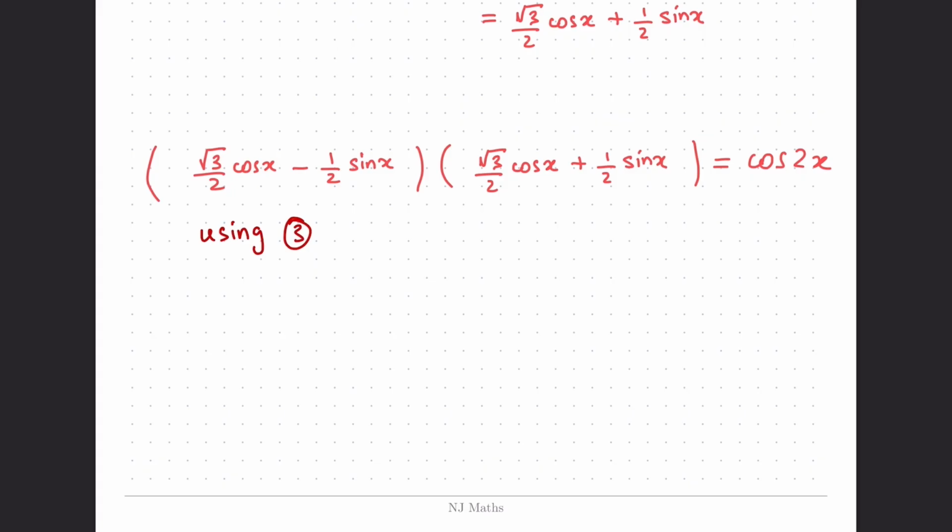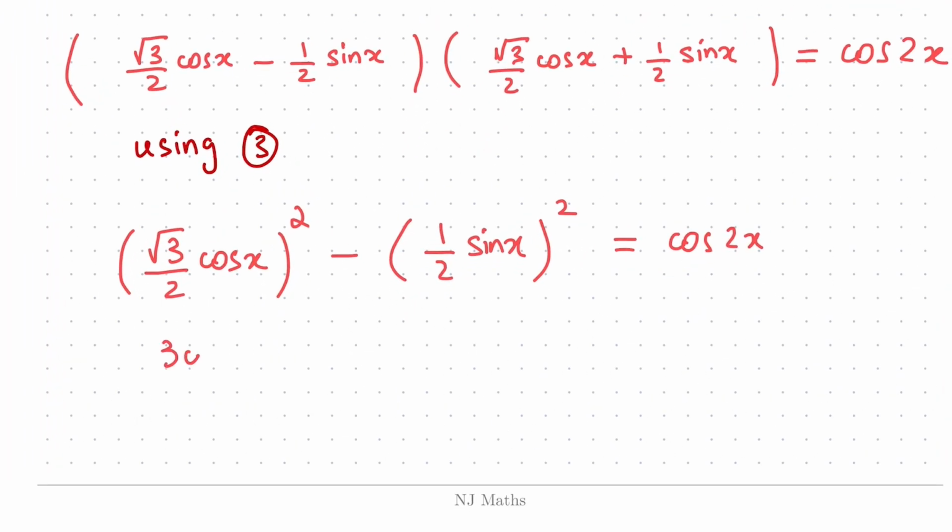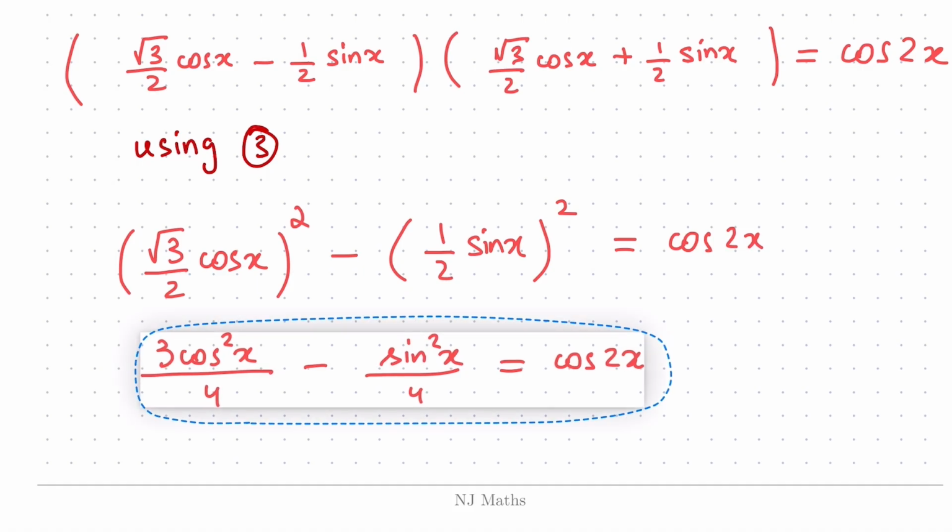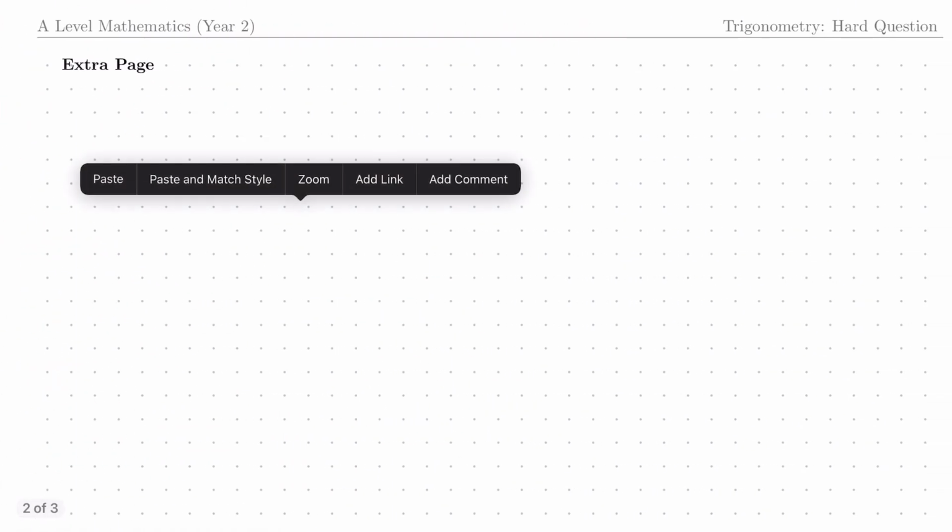Let's do that. So a squared is (root 3 by 2 cos of x) squared, minus b squared, which is (1 over 2 sine of x) squared. This is equal to the right hand side, cos of 2x. Let's apply these squares. We get 3 cos squared x over 4 minus sine squared x over 4. This is equal to cos of 2x. I will now copy and paste this on the next page. I'm running out of space, so let's go here.